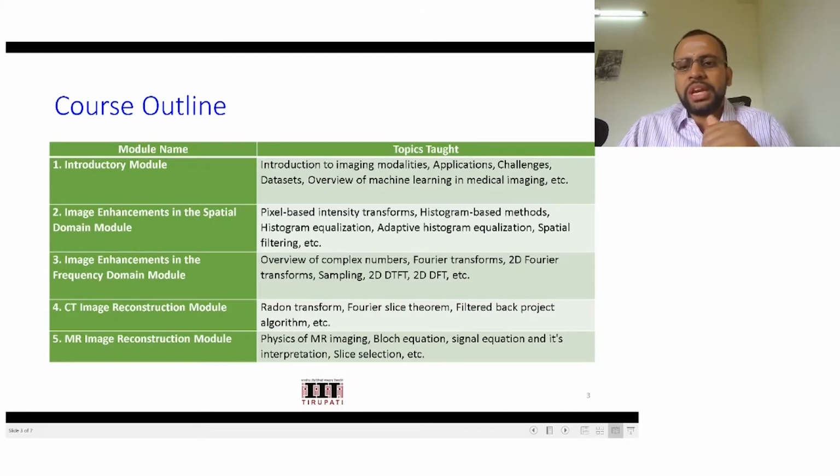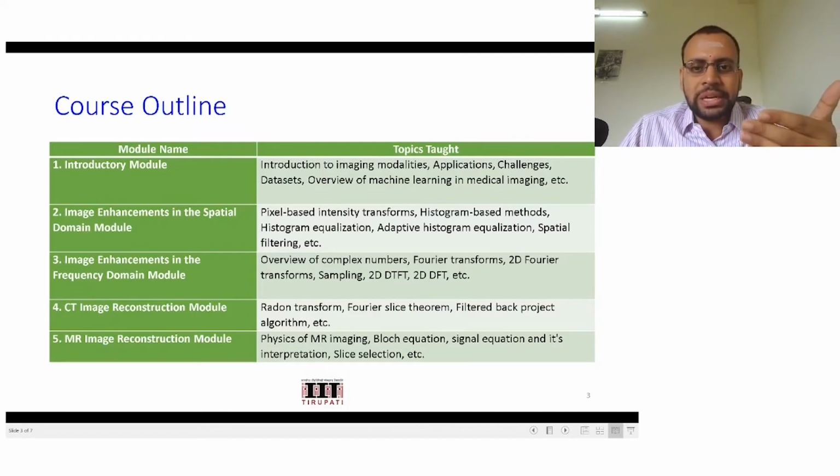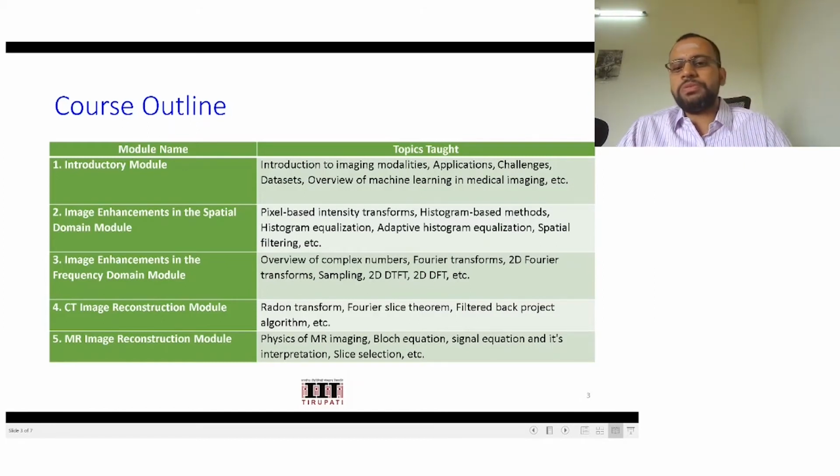Then coming to the second module, that's where we would look at how you enhance these medical images in the spatial domain, in the XY, if you call it the 2D image. There we would be discussing different algorithms that include transforms based on pixel intensities. Then we would also talk about histogram based methods, histogram equalization, and adaptive histogram equalization, and also spatial filterings.